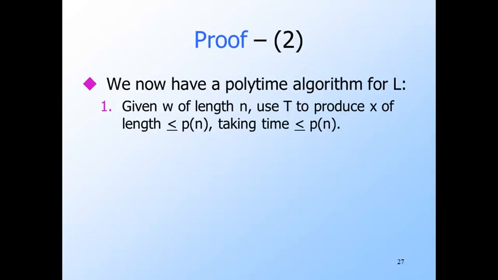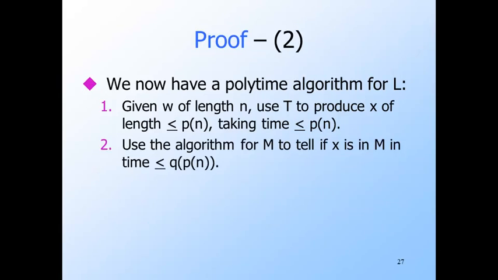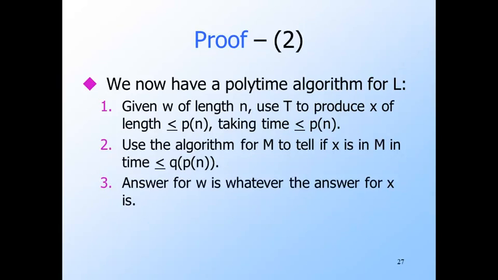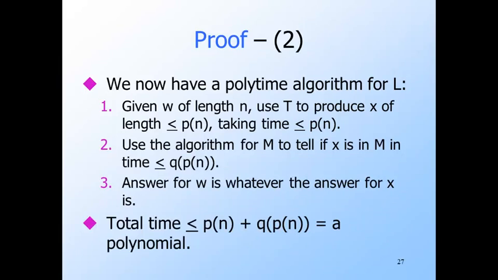Given an input W of length n for L, apply the transducer T to W. The result is an output X of length at most P of n, and more importantly, T takes time only P of n to produce this output. Apply to X the algorithm to tell whether it is in M. As we observed on the previous slide, this part takes time Q of P of n. Then return as the answer for W whatever the M algorithm says about X. The total time of this algorithm is P of n plus Q of P of n, which is polynomial if P and Q are. It is a correct algorithm because the fact that T is a polytime transducer from L to M says that the answers to input W and output X are the same.